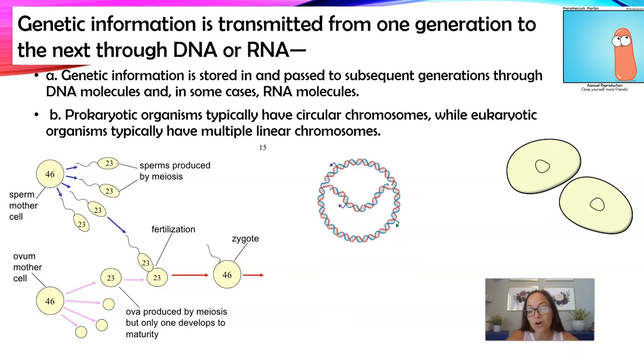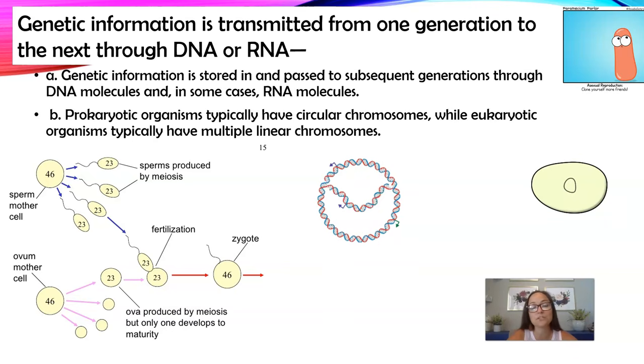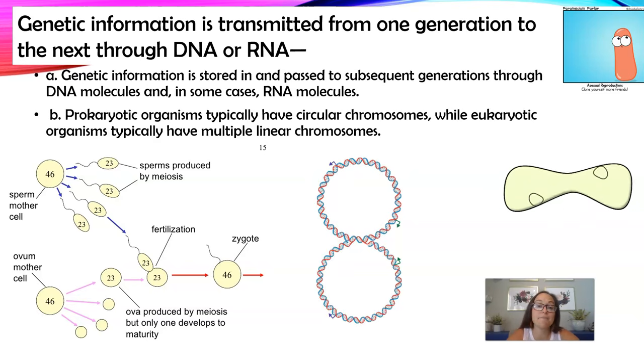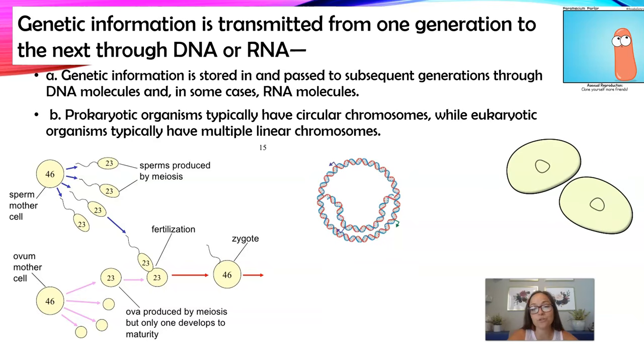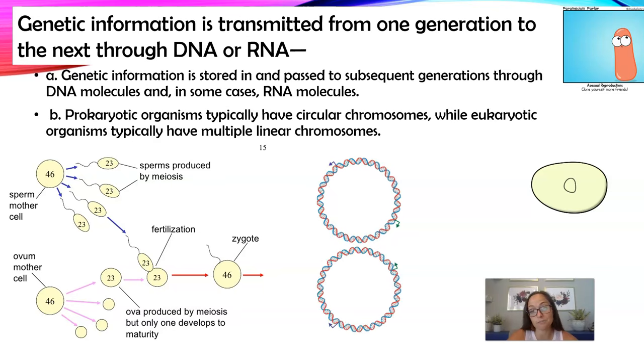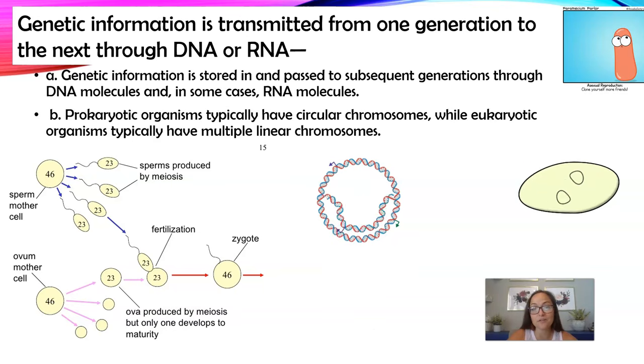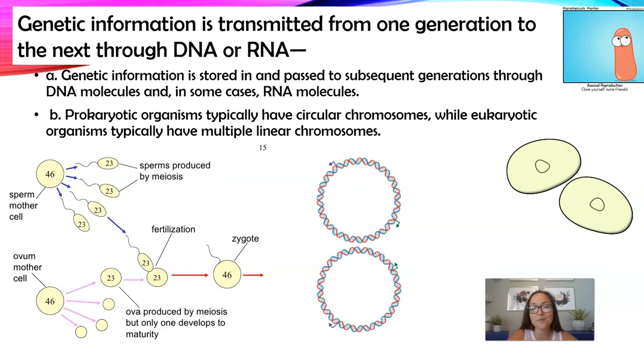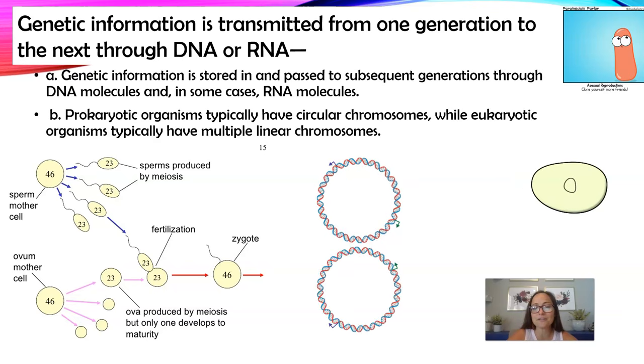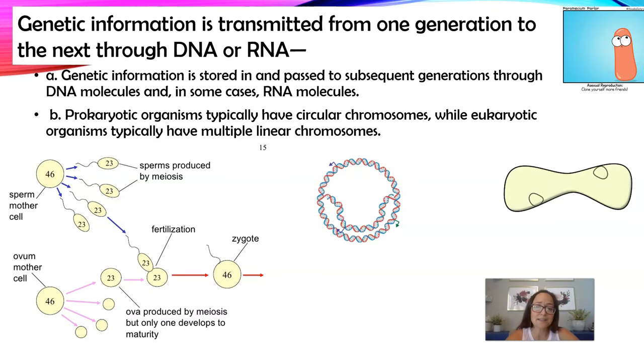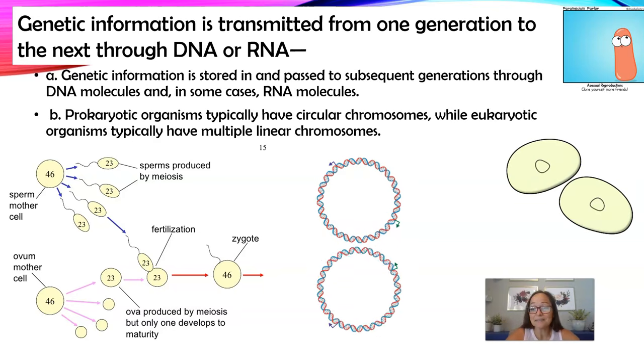And we could also have a type of reproduction called asexual reproduction, which is basically reproducing by mitosis, which would use linear chromosomes as well because it's found in eukaryotes. When it says in some cases RNA molecules, that may be referencing RNA viruses, I guess.